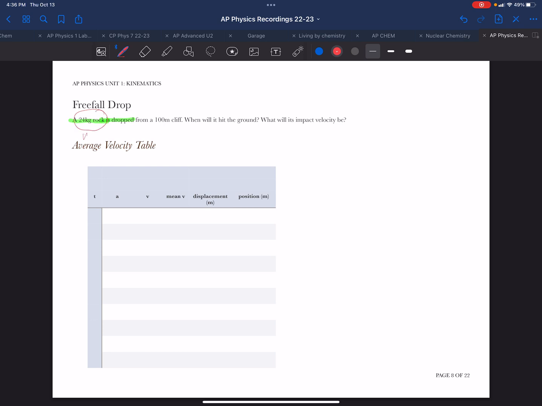It is not significant. Now, we saw this in the Brian Cox video, that it doesn't matter whether it's a bowling ball or an ostrich feather. It doesn't matter what the mass of the object is. The mass is irrelevant in terms of the acceleration.